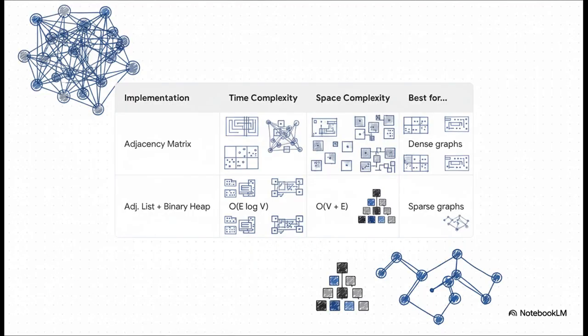Now, how fast is this thing in the real world? Well, it kind of depends on how your map is set up. If you have a dense graph where pretty much every city is connected to every other city, a simple approach is fine. But most real-world maps, like road networks or the internet, are sparse, meaning cities only connect to a few neighbors. For those, we use a really clever data structure called a binary heap. Just think of it as a super efficient way to always know which sticky note has the lowest number, without having to scan through all of them every single time.